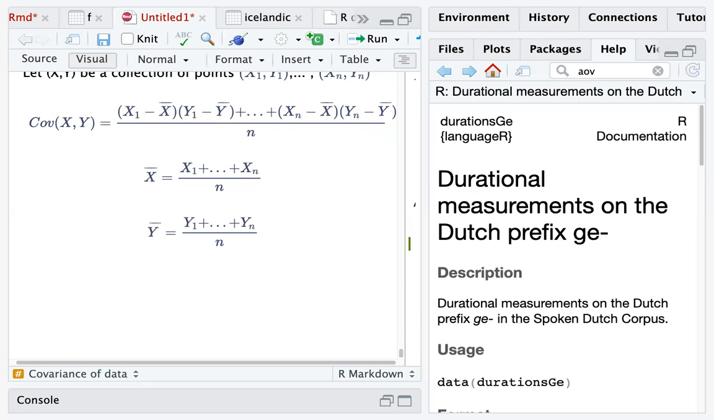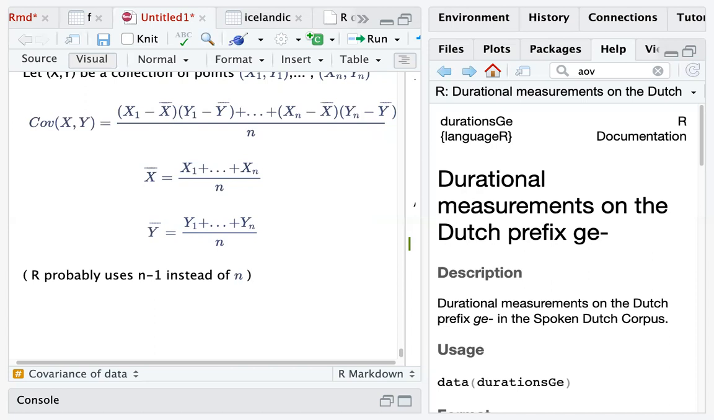Probably R, instead of dividing the covariance by n, divides it by n minus 1, but the difference is really negligible, especially when n is big.